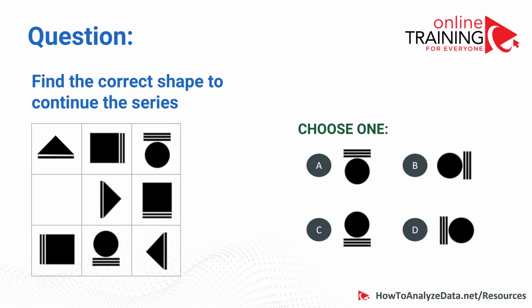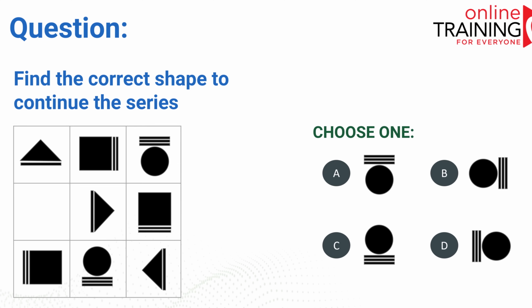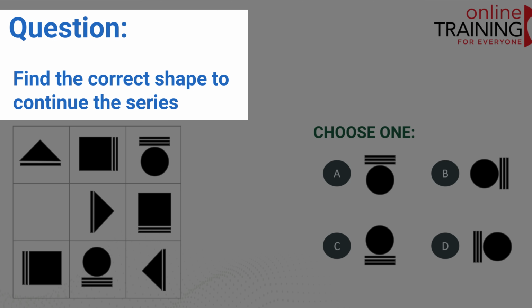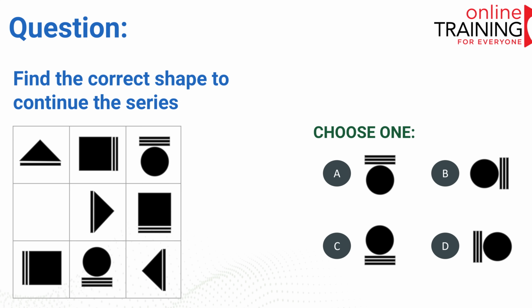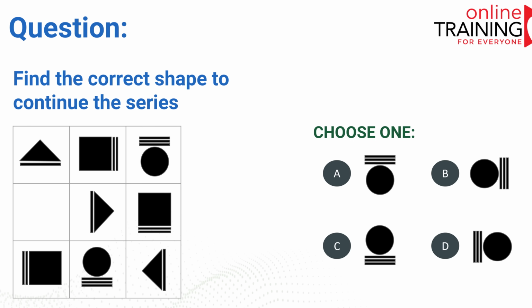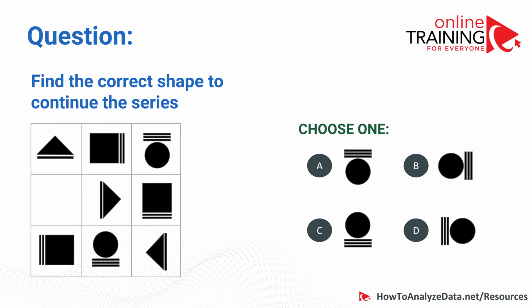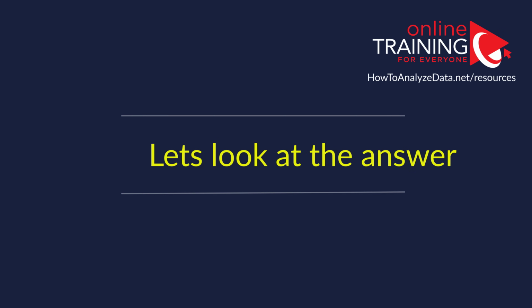Now let's look at the very complex question which you see a lot during logical reasoning tests, psychometric tests, and numerical reasoning tests. Find the correct shape to continue the series. What we have here is a 3 by 3 matrix with 8 shapes populated, and 1 shape is missing. There are 4 choices as usual, but in order for you to calculate the right shape, you need to determine the pattern. And in fact, there are 2 patterns here on this screen. Can you figure it out? Do you know what the right answer is?